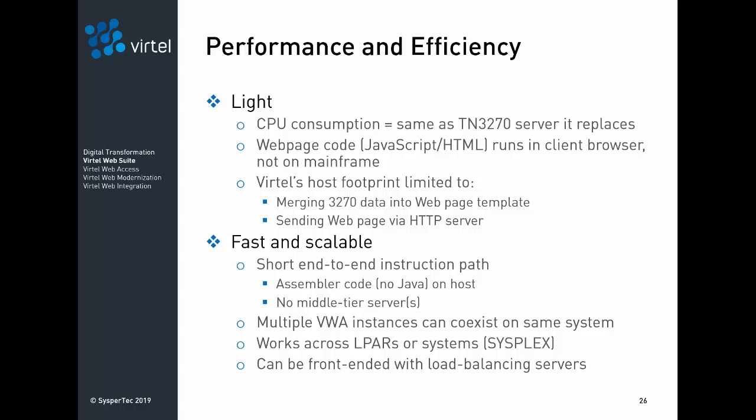Next, we'll focus on the first part of our proposed digital transformation plan, which we refer to as Web Access. It consists of replacing TN3270 connections with end-to-end HTTPS connections and TN3270 emulation applets or plugins with browser-based 3270 terminal emulation.